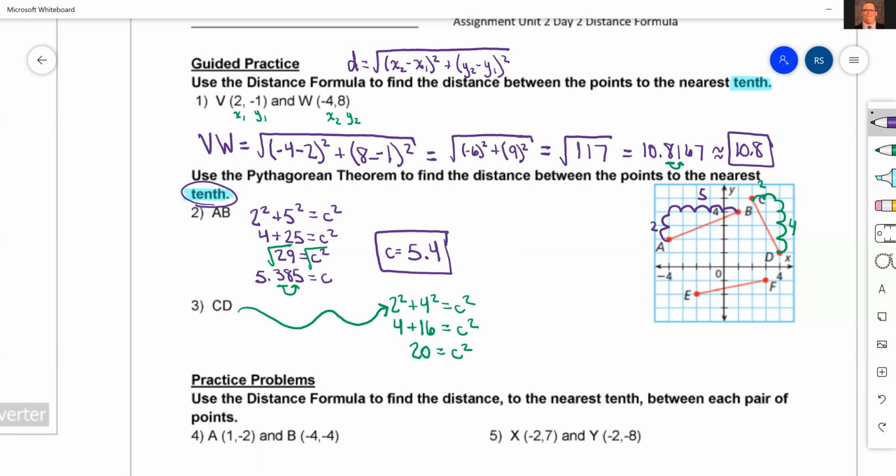Again, can't leave it like that, so I have to take the square root. Square root of 20 is 4.472. I want to round to the nearest tenth. That 7 means I have to raise the score. So it's going to be 4.5.